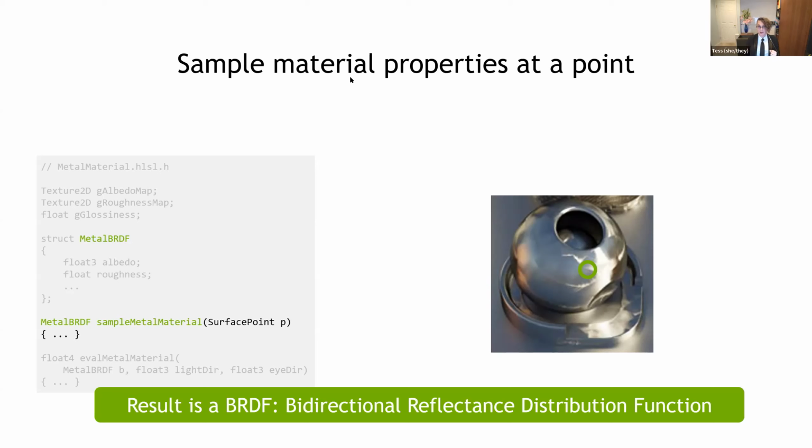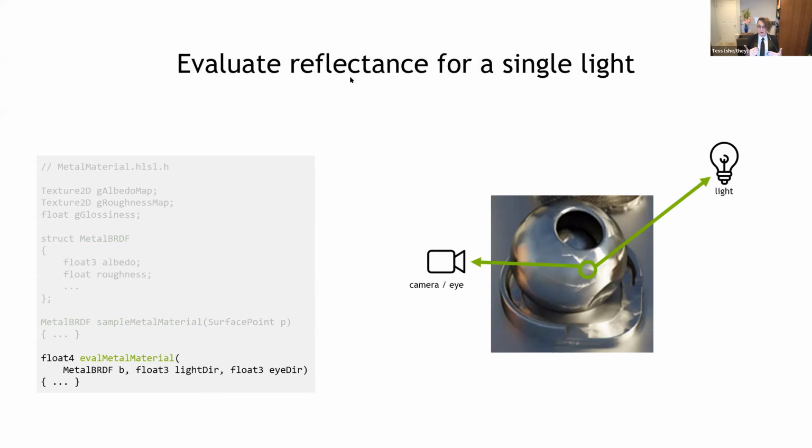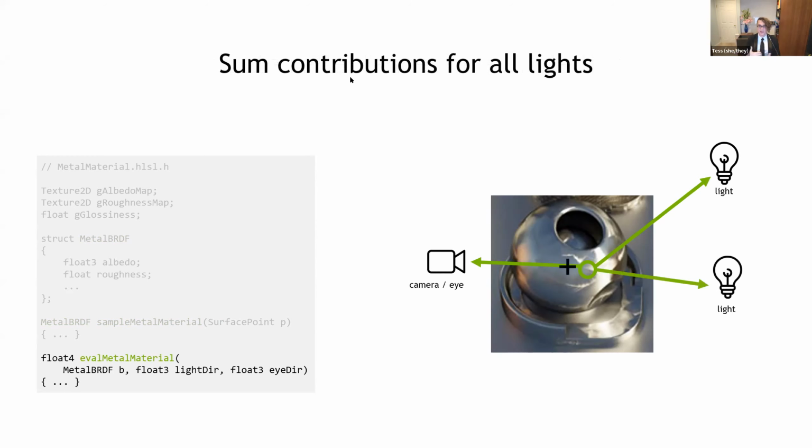And what this closure represents is the ability to evaluate the reflectance of this surface for a single light source and a single direction to a camera or eye. So given a direction to a light and given a direction to the camera, we can determine how much light this surface reflects along this path. And if we add up those contributions amongst all the light sources in a scene, we can eventually derive the color that a person or a camera sees when it looks at that point on that object.